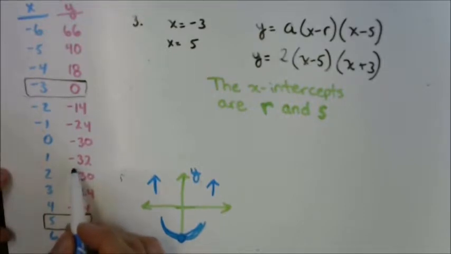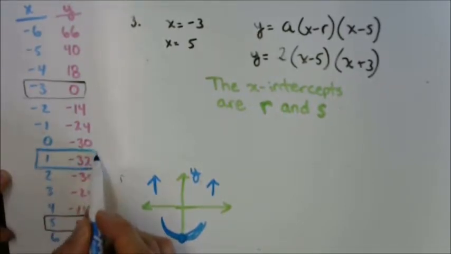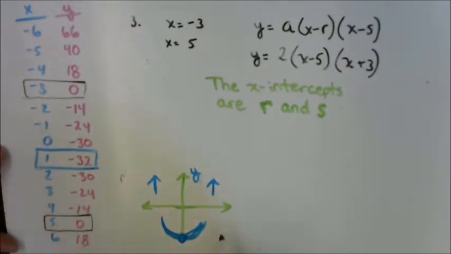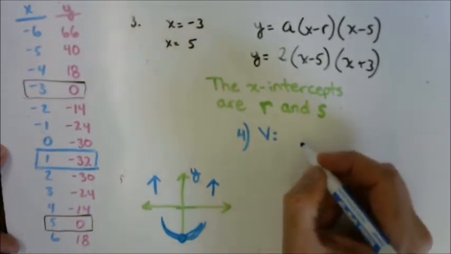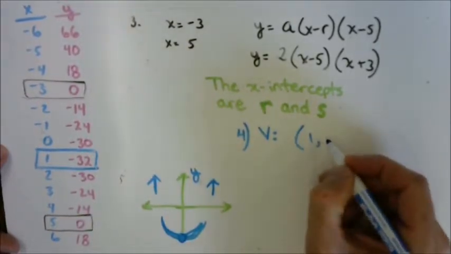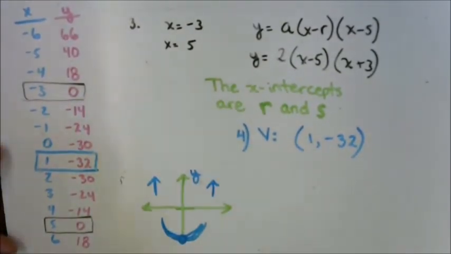Our lowest y value is right here at negative 32, and the corresponding x value is 1. So the coordinates of the vertex are 1, negative 32. It's the lowest point on the graph. 1, negative 32.